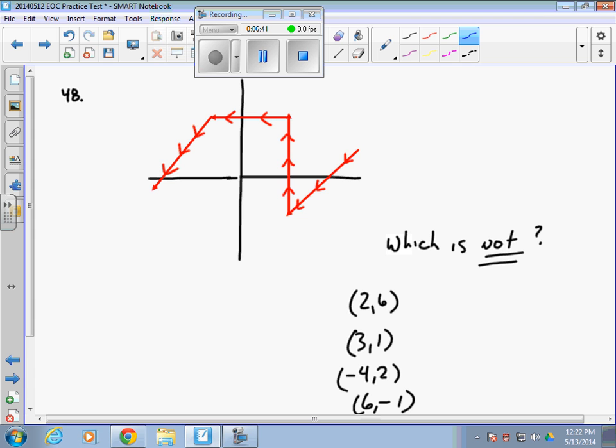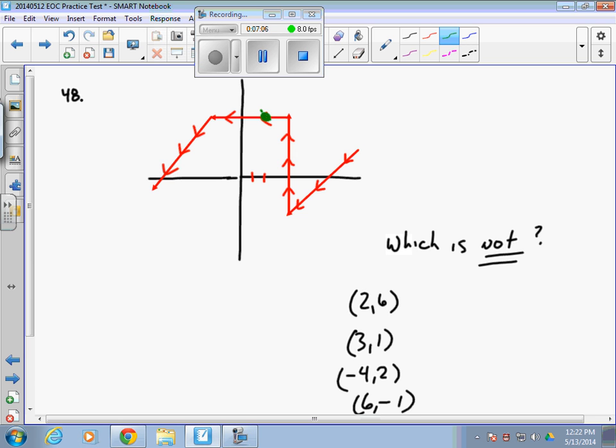Then this is something we hadn't really gone over, but you can just follow along with what it's saying. There's a picture that looks like this. I didn't map it in exactly the right spots, but you ought to be able to see it close enough. It says which one is not on the flight path. Well, 2, 6 would be at 2's value and 6's value, so it's like right there.